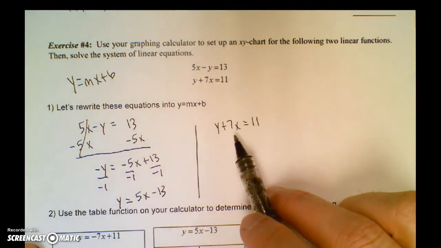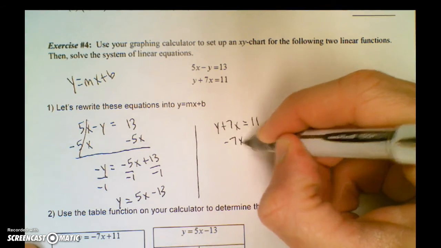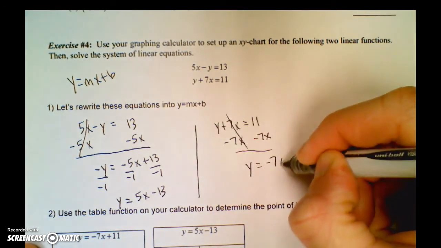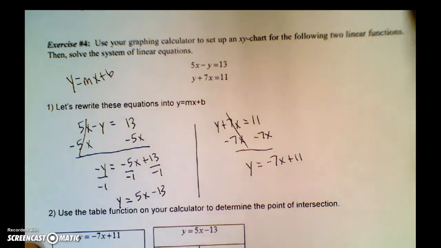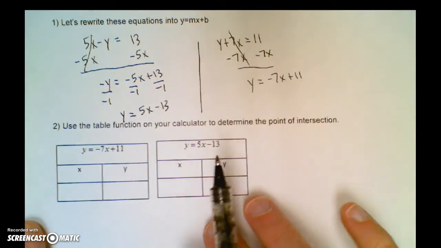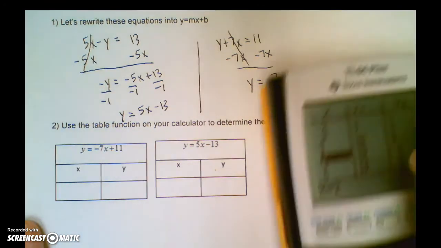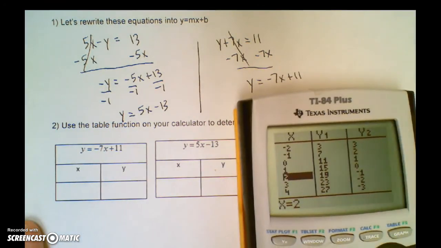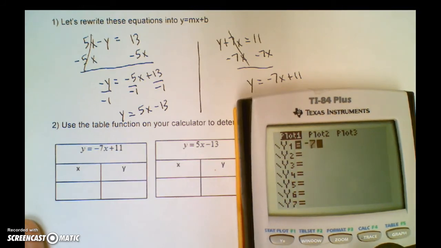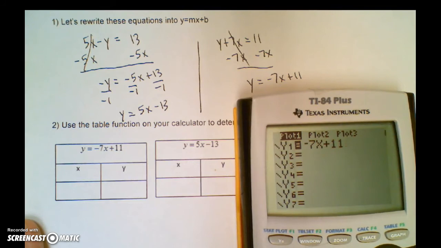This equation is a little bit easier. To get y by itself, I just have to subtract 7x. So y equals negative 7x plus 11. So now that I have it in those forms, I can put it into my calculator and see where they match up. So I'll clear out these ones. Here I have negative 7x plus 11 and 5x minus 13.